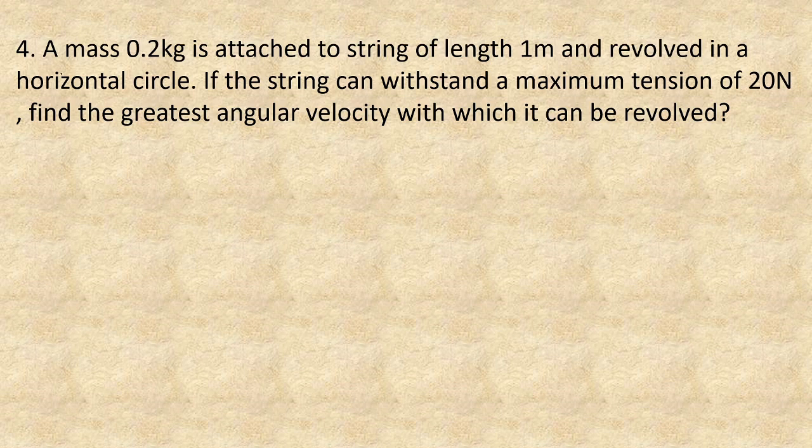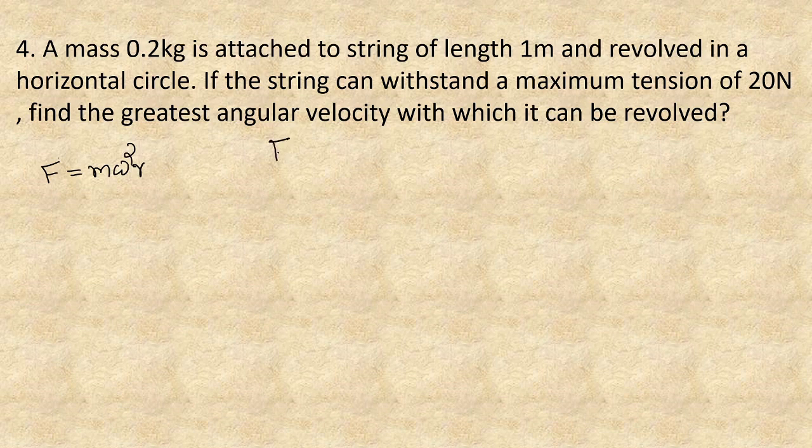First, we have to write the equation for the centripetal force. We should understand that the maximum tension of 20 newton is the maximum centripetal force. We have to find the angular velocity, and we are given the radius and mass, so we should use the formula comprised of these three quantities. That is, the centripetal force F is equal to m omega square r.